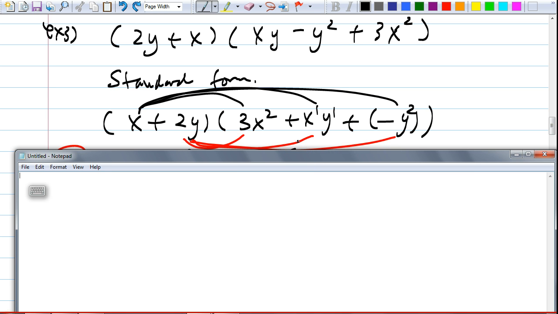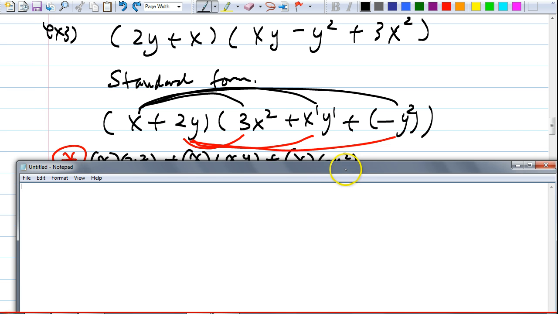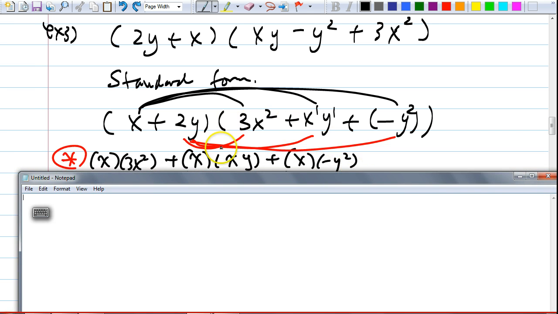Christine, you know what I'm talking about? Good. Plus x times xy. Plus x times negative y. Shirak, you know what I'm talking about? Did you do this work? Okay. Which way? 2y plus x. Oh, see? Shouldn't you choose one variable, x or y, and then write this in standard form? But it's okay.